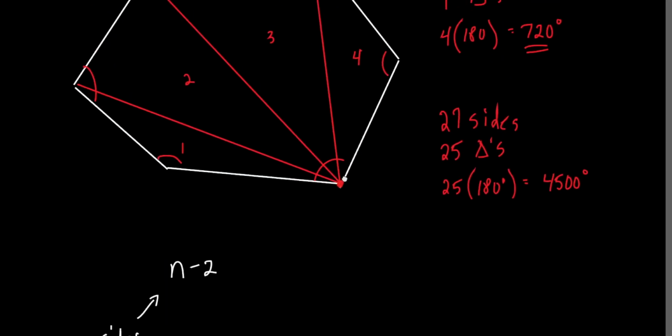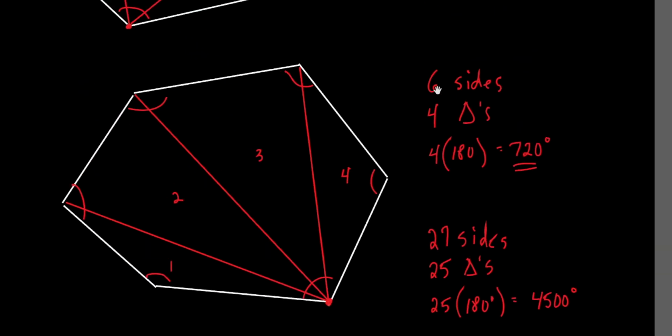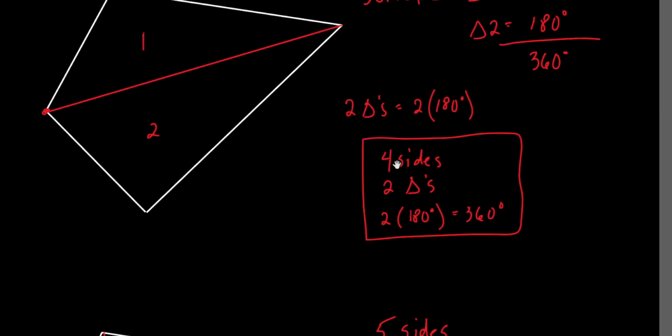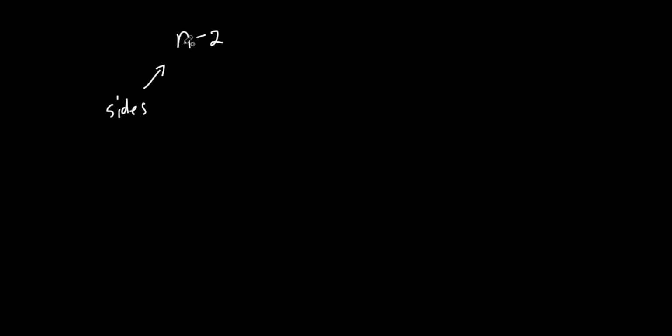I get some confused looks. If I had 27 sides, how many triangles did I have? 25. Why? 27 minus 2. 6 sides, how many triangles? 4. So it's 6 minus 2. 5 sides is 5 minus 2, which is 3. Okay? 4 sides, 4 minus 2. Do you see the pattern? So let's scroll all the way back to here. If I had n number of sides, which could represent any number, how many triangles am I going to have? N minus 2.